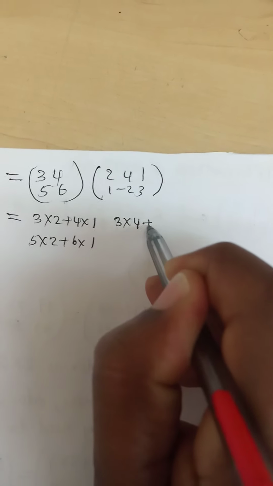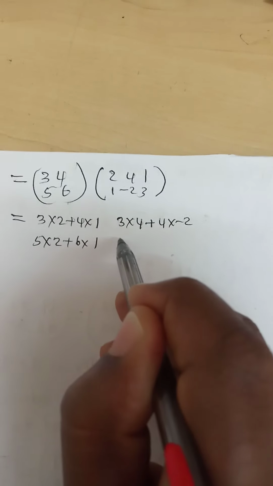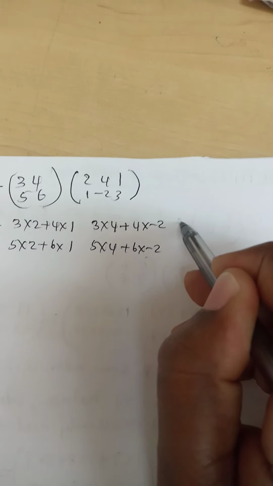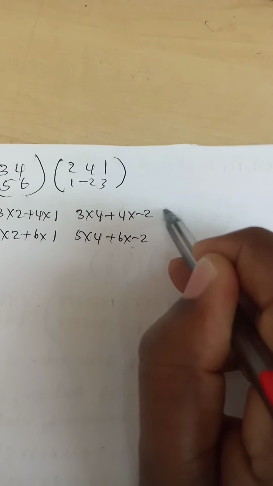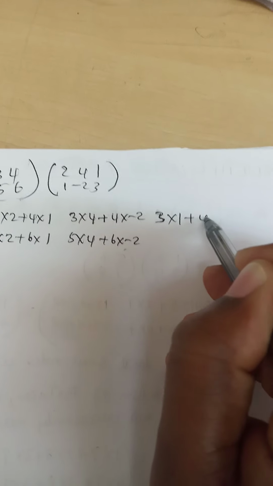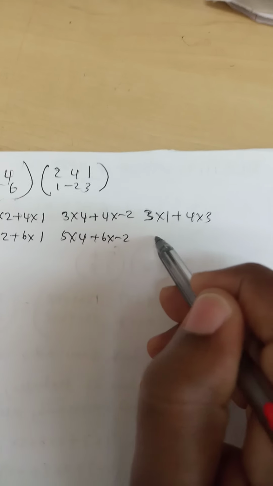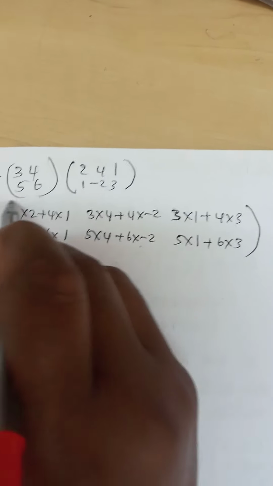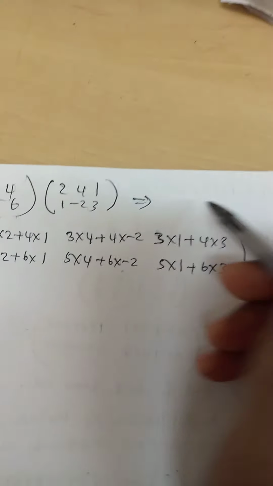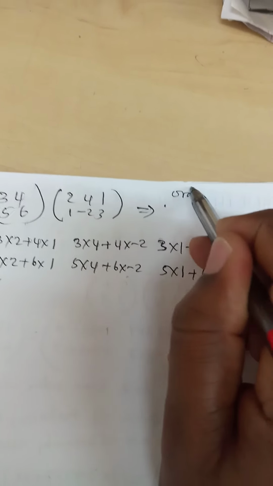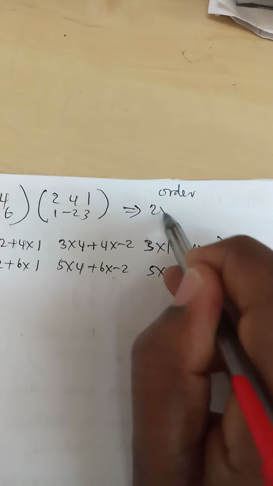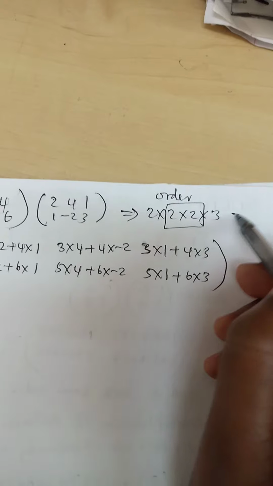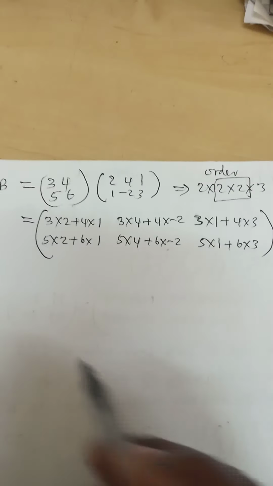Then we proceed through the same. 3 times 4 plus 4 times minus 2. We can still use 5 times 4 plus 6 times minus 2. Then 3 times 1 plus 4 times 3. And again, we have 5 times 1 plus 6 times 3. What is important is that the candidates can note that the order of the final matrix we are looking for is a 2 by 2 times a 2 by 3. So the final result should have a 2 by 3, as you will shortly notice.